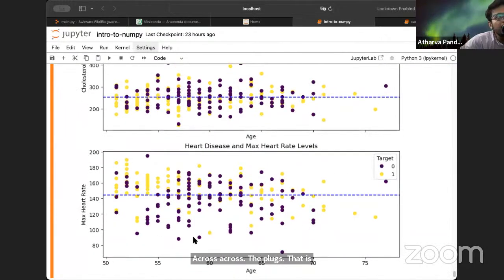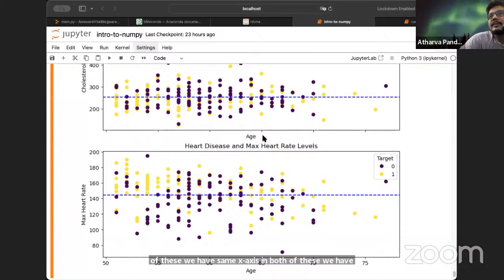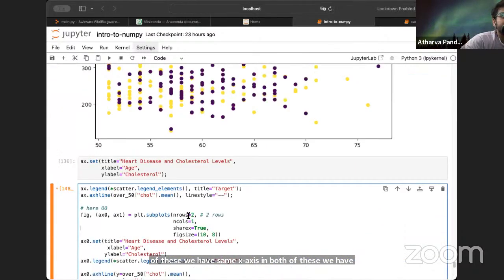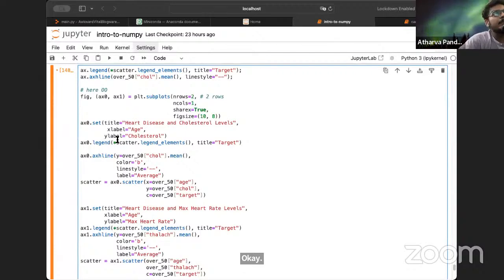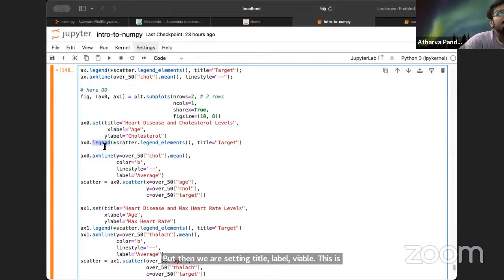That is why you see that in both of these we have the same x-axis. You don't see a different x-axis in here. Okay. Then we are setting the title, x label, and y label. This is what we have already done. We are setting a legend.